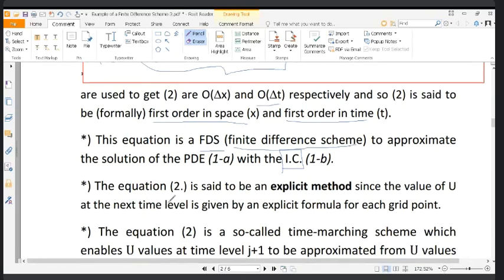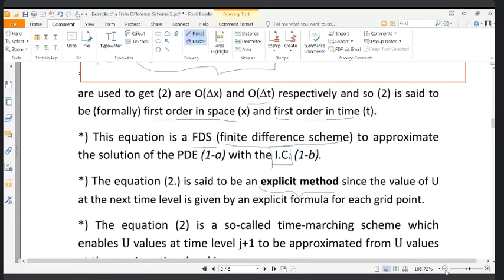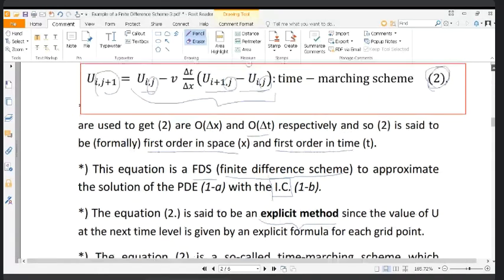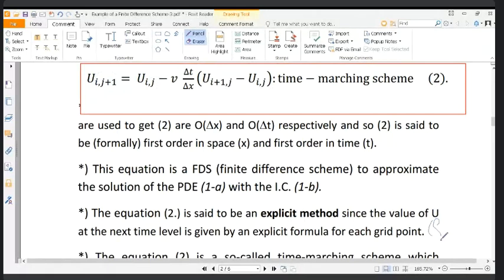Equation 2 is said to be an explicit method. Why do we call this an explicit method? Can you describe it? Why do we say equation 2 is explicit? Why? For the next session, please research and tell me why this equation is called an explicit method. Okay, it's an exercise for you for the next session. You will research and find why equation 2 is called an explicit method.